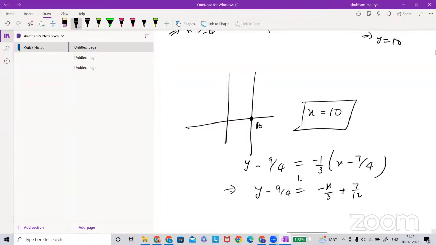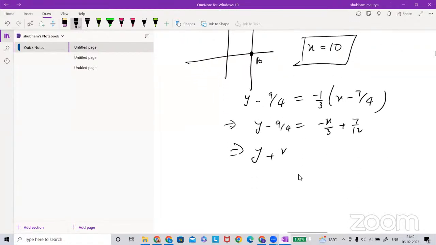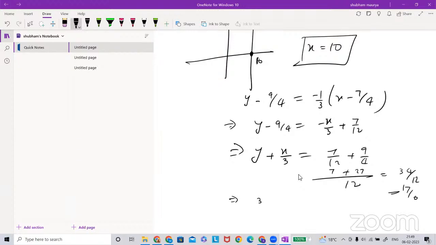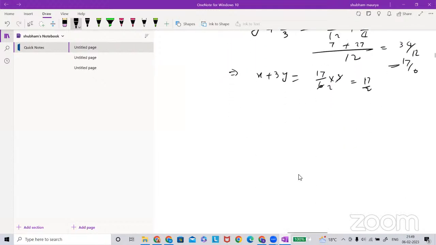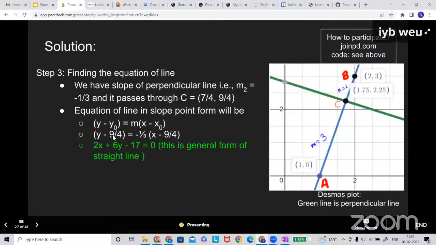So what is the solution finally? y plus x by 3 is equal to 7 by 12 plus 9 by 4. This is 12 here. This is 7 plus this is going to be 27. So this is 34 by 12, which is 17 by 6. So finally, x plus 3y is equal to 17 by 6 into 3, which is 17 by 2. And in the final way, 2x plus 6y is equal to 17. So 2x plus 6y minus 17 is going to be 0. So the error here is a typo. Otherwise, the answer is correct, I think.